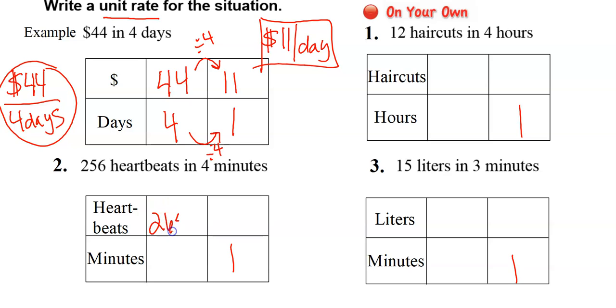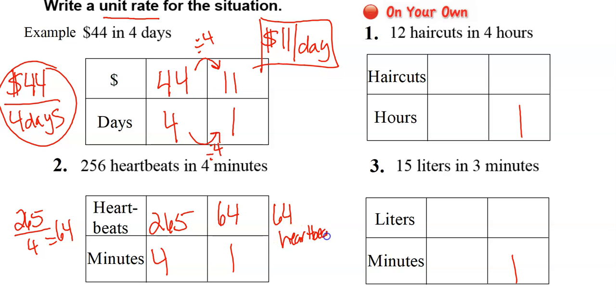Okay, 265 heartbeats every 4 minutes. That works out to a pretty good resting heart rate of 64. So again, I could do 265 divided by 4. That equals 64, but I also don't want to forget my units. So I could say 64 heartbeats per minute. That is my unit rate. Okay, 12 haircuts in 4 hours, right? 12 haircuts in 4 hours is 12 divided by 4 is 3. So that means I can do 3 haircuts per hour.